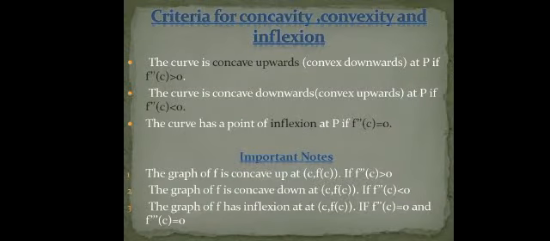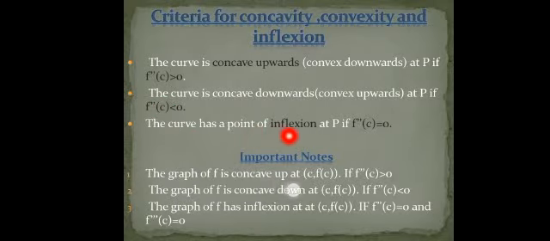Now criteria for concavity, convexity and inflection. So the curve is concave upward, that is convex downward also, at P if f''(c) is greater than 0. f''(c) means second derivative. If it is double dash, then this means the second derivative, and if it is single dash, then it means the first derivative. The curve is concave downward, convex upward at P if f'' is smaller than 0.